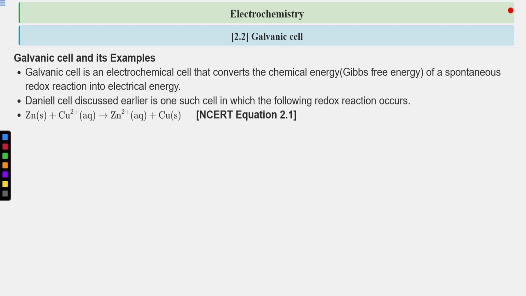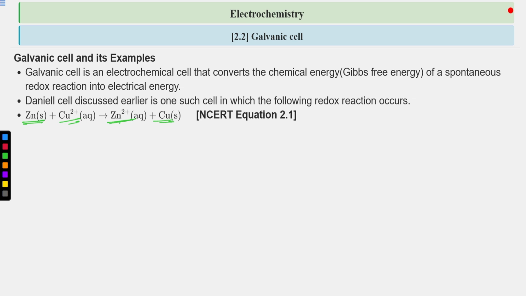So this reaction, zinc plus copper 2 positive, will give us zinc 2 positive plus copper. This is the Daniell cell and we just discussed it earlier in one of the previous slides. So this is the reaction which is happening there. The zinc and the copper 2 positive ions are reacting with each other and converting to zinc 2 positive and copper. So zinc is going from 0 to 2 positive.